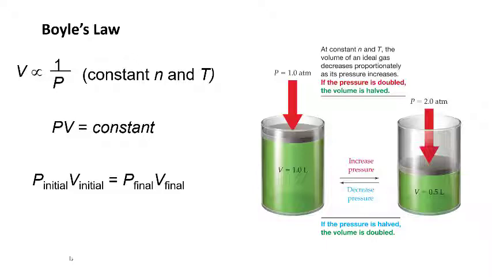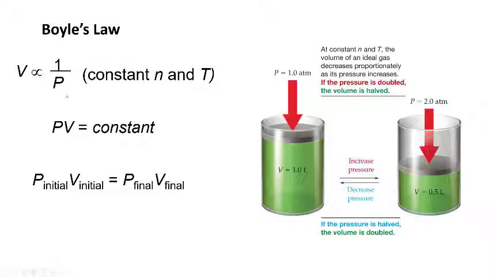So the first is Boyle's law. Boyle's law states that volume is inversely correlated to pressure when you have a constant number of moles and constant temperature. So this is talking about how the volume of that balloon changes when we increase the pressure. When we increase the pressure on that balloon by squeezing it, we decrease the volume, so inversely related.